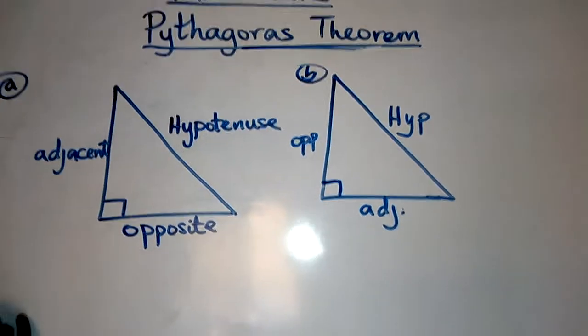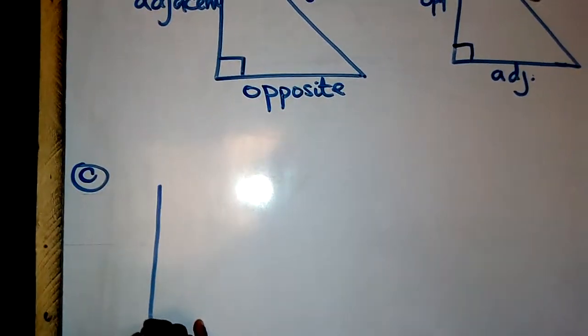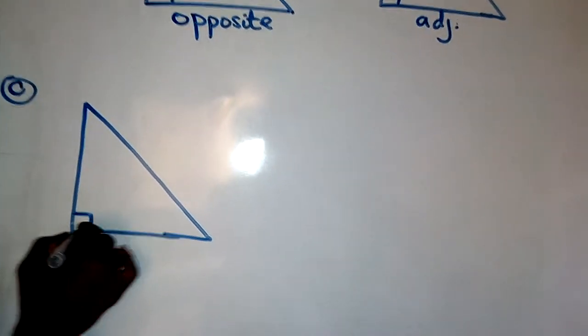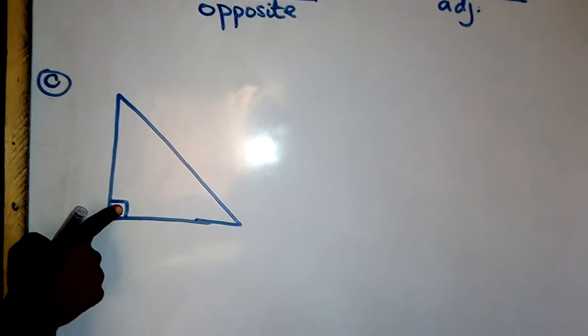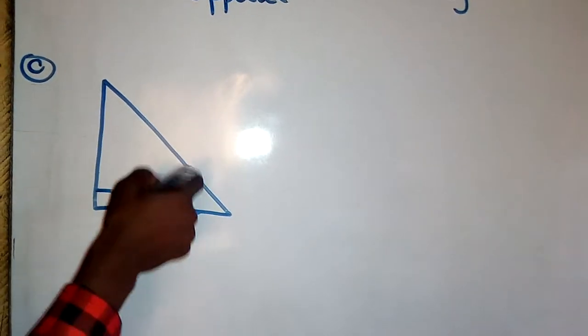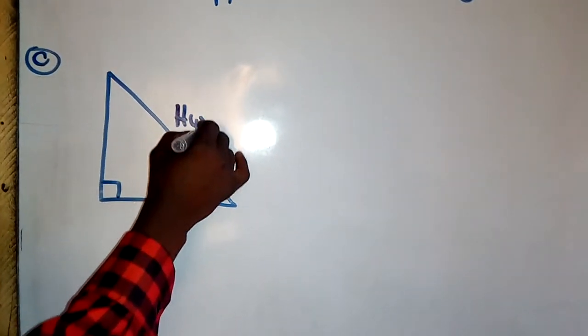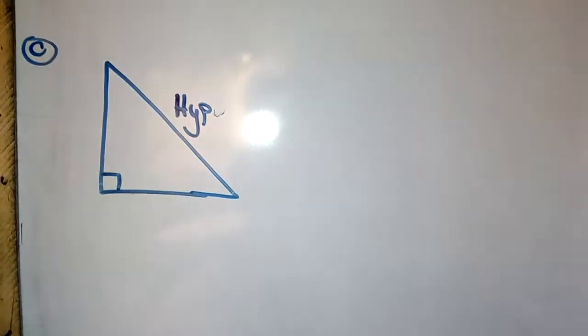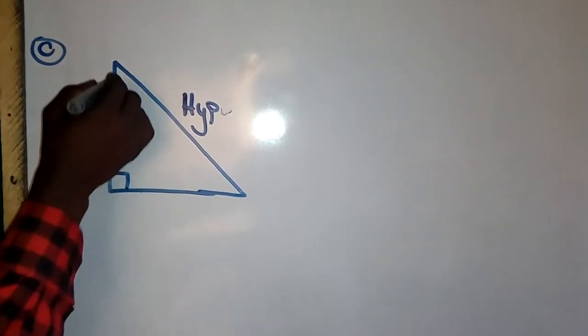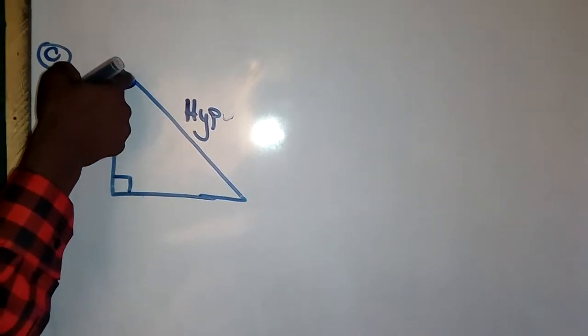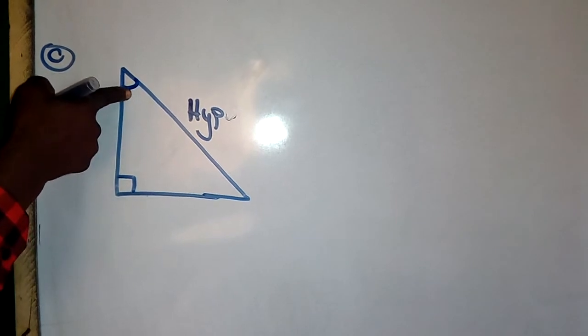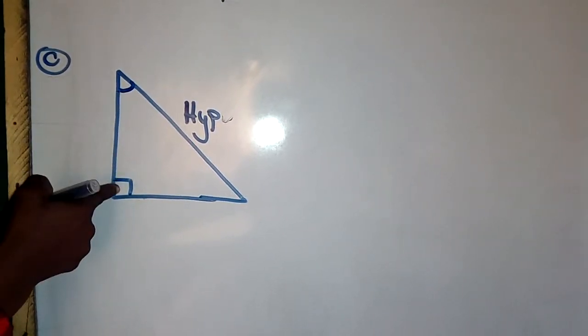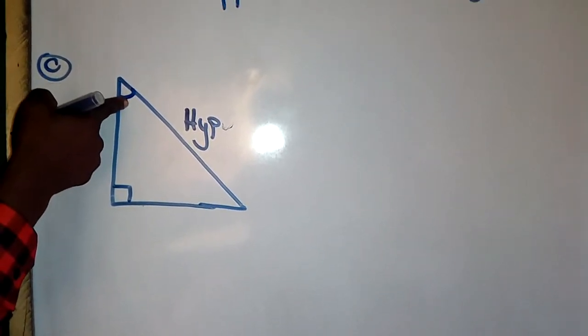Look at this diagram. If this is a right angle triangle, this indicates 90 degrees. The longest side is usually the hypotenuse. It does not change. If there is an indication here like this, it means that this is the angle that you are given, not this. This is the angle that you are given.